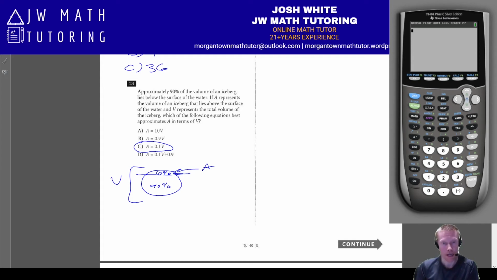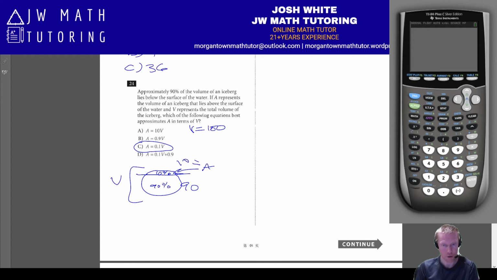However, that's the theoretical explanation. If you didn't understand that or didn't follow that, here's an easy way to do it. Just use picking numbers. Say that the overall volume is 100. Then 90% of that is below the surface, so that would be 90 cubic units. And then the remaining 10%, 10 units, would be up here. So now V is 100 and A equals 10 in this scenario.